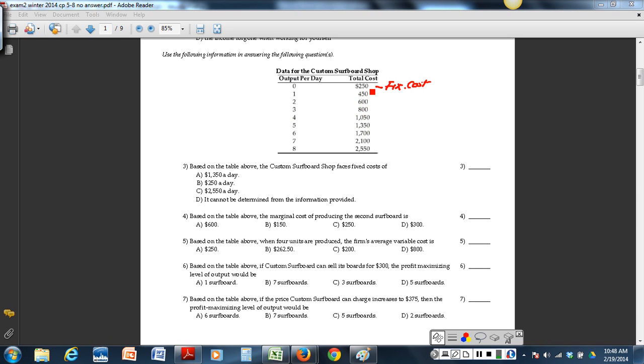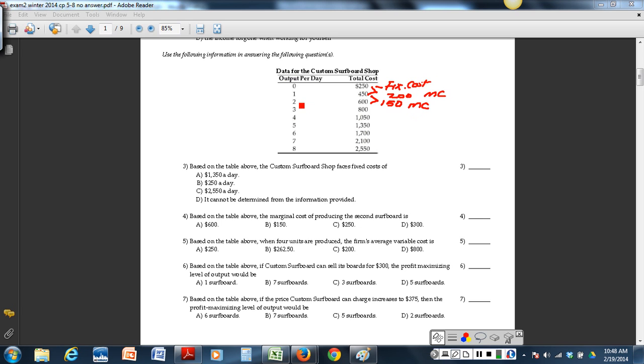So $250 went up to $450. That means there's a $200 increase here. From here to here, there's a $200 increase. That would be the marginal cost of making 1 unit. When I start making the second unit, my cost goes from $450 to $600. So that's about a $150 increase. So once again, it's a marginal cost, right?